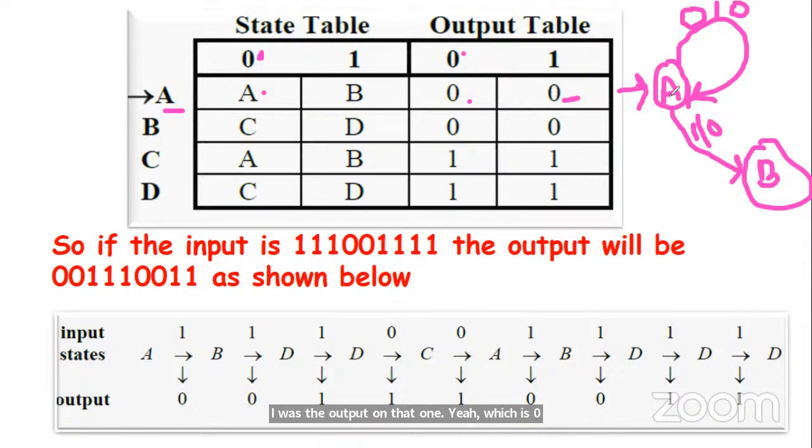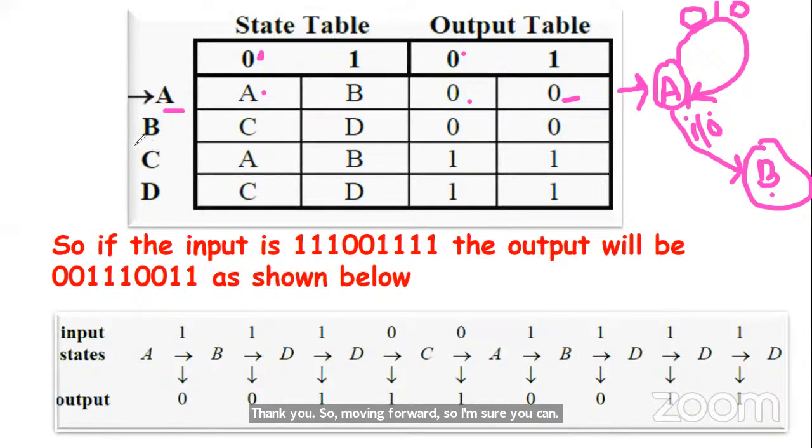So this is the output. You're at A. You receive an input of 1. You print 0 and you go to B. Do you understand that? Is that clear enough? All right, thank you. So moving forward. I'm sure you can now interpret all these tables.